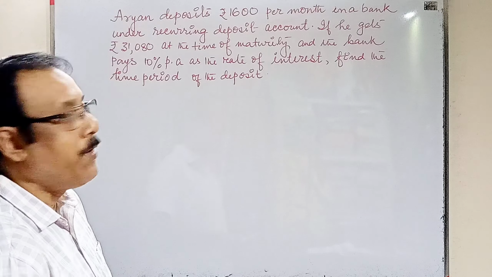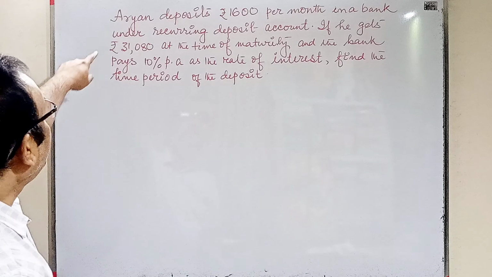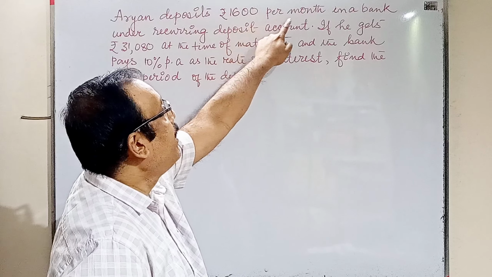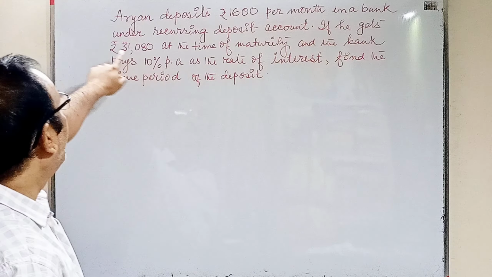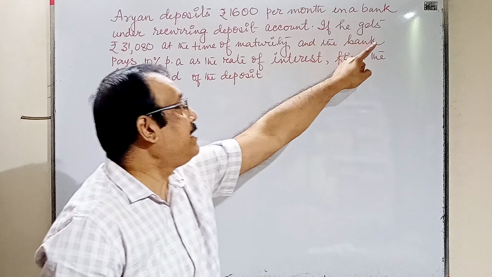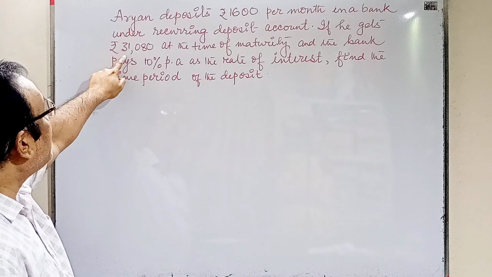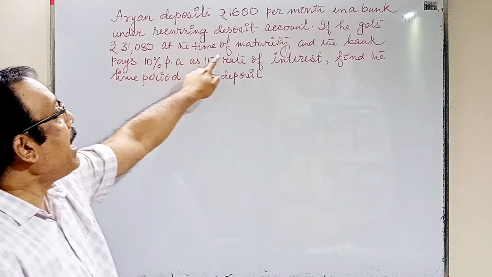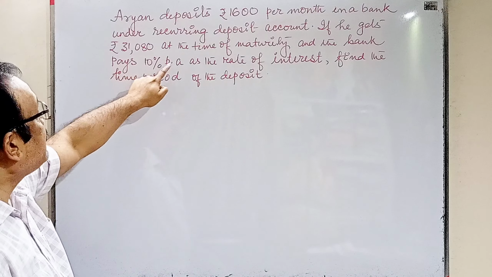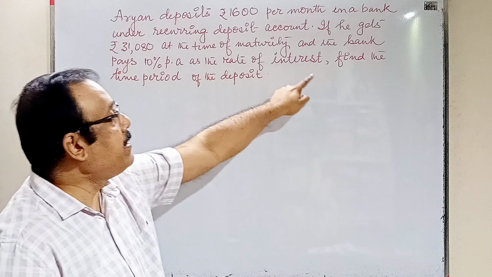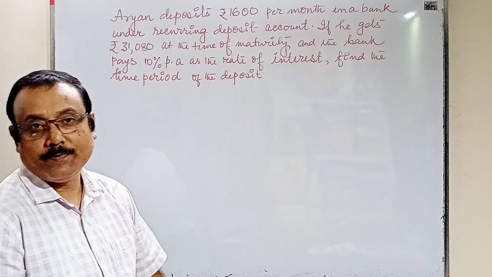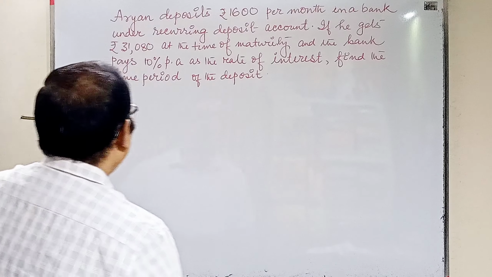Today's question is from banking. The question is, Aryan deposits rupees 1600 per month in a bank under a recurring deposit account. If he gets rupees 31,080 at the time of maturity and the bank pays 10% per annum as the rate of interest, find the time period of the deposit. So how do you go about it?